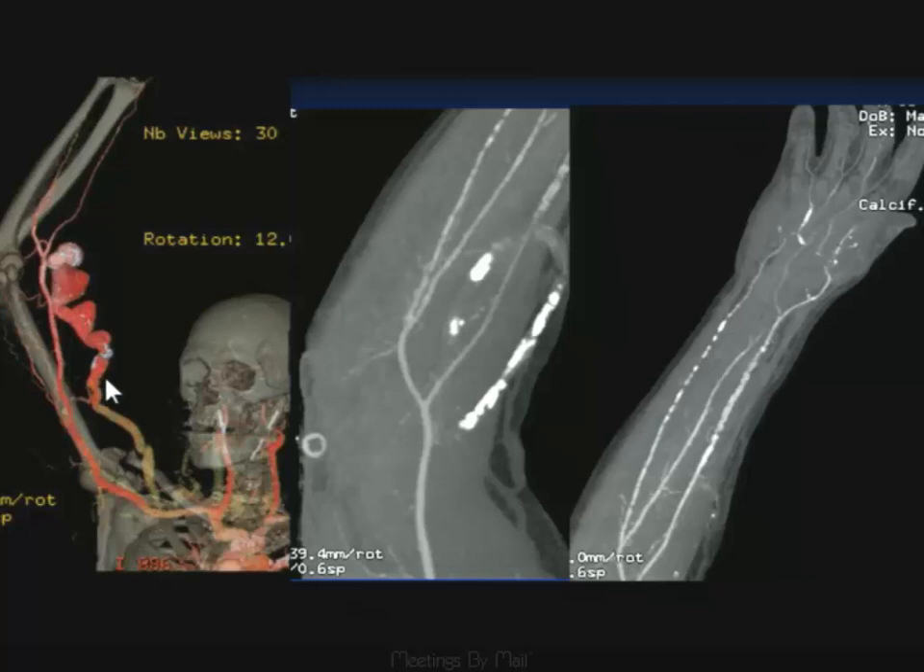So in terms of dialysis grafts, issues can be related to stenoses at the AV fistula junction sites, stenoses in the draining vein, pseudoaneurysms at the anastomotic site, or pseudoaneurysms related to the puncture sites.